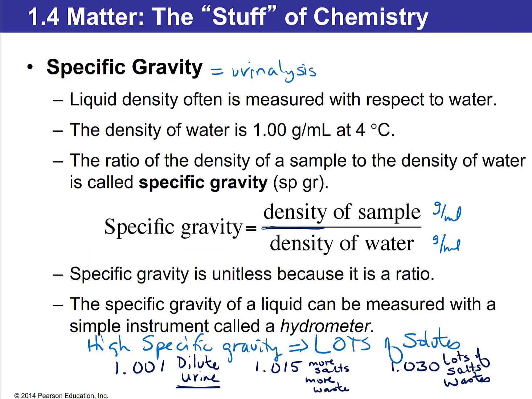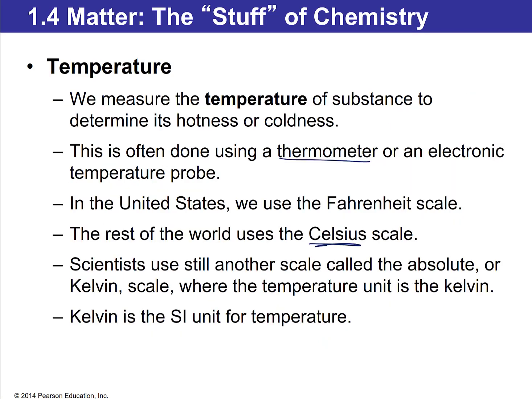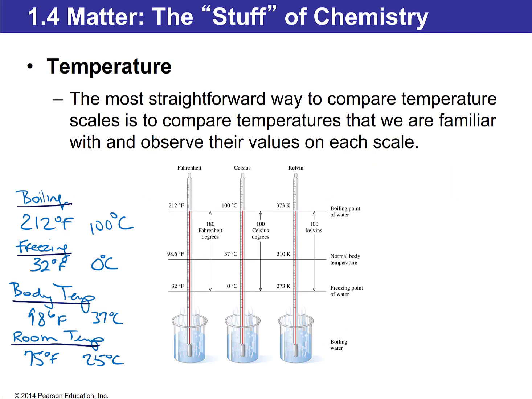So we talked about specific gravity, looking at more concentrated and less concentrated solutes. We talked about temperature. These are really the 4 comparisons in Celsius and Fahrenheit that you need to know. You should know the boiling point of water is 212 in Fahrenheit, the freezing point of water is 32 in Fahrenheit, body temperature is 98.6 in Fahrenheit, and room temperature is 75.